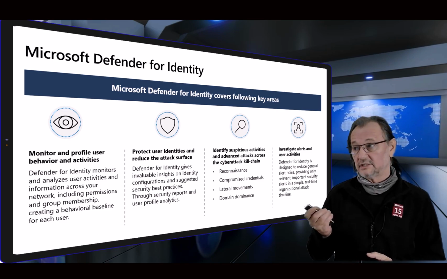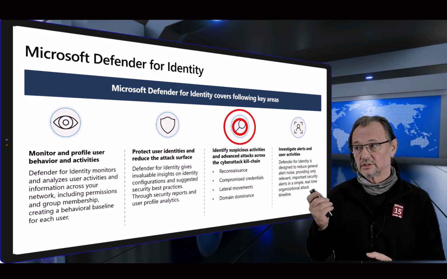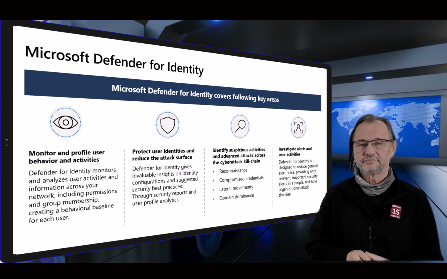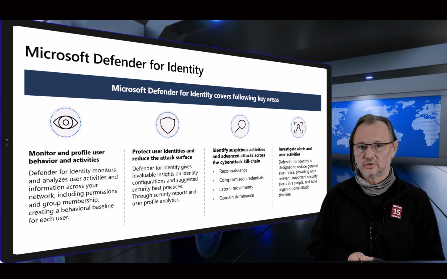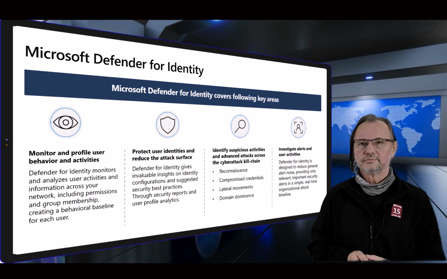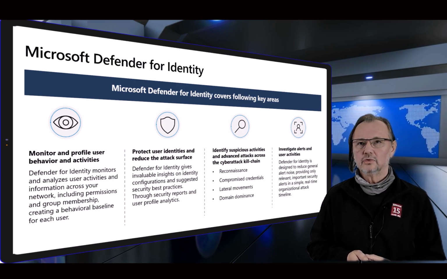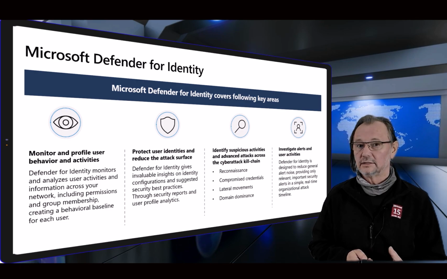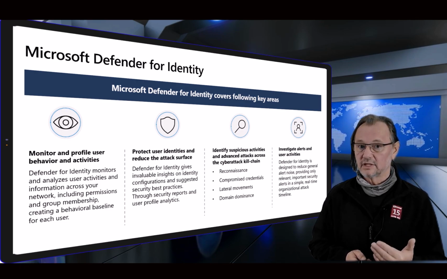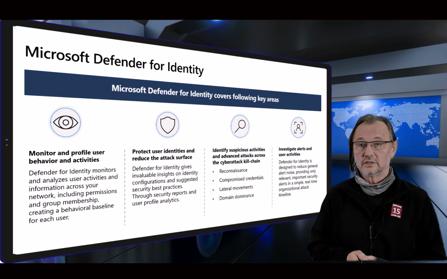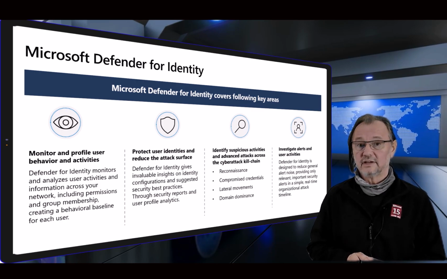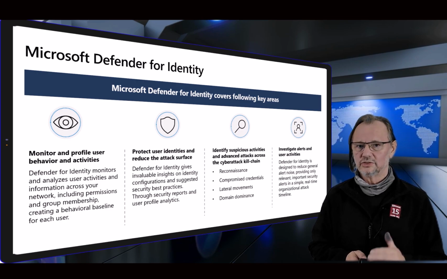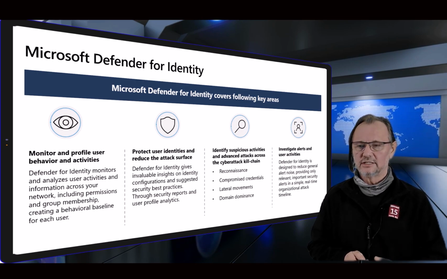Identify suspicious activity and advanced attacks across the cyber attack kill chain. Typically, attacks are launched against any accessible entity, such as low privilege users. Attackers then quickly move laterally until they gain access to valuable assets. Those assets may include sensitive accounts, domain administrators, and highly sensitive data. Defender for Identity identifies those advanced threats at the source through the entire cyber attack kill chain.